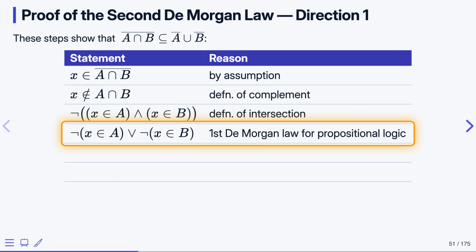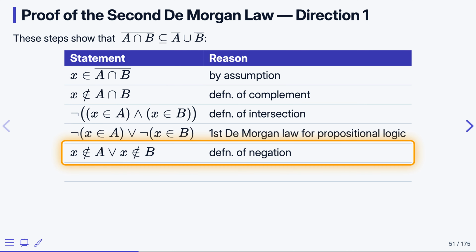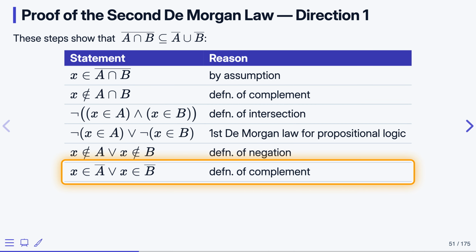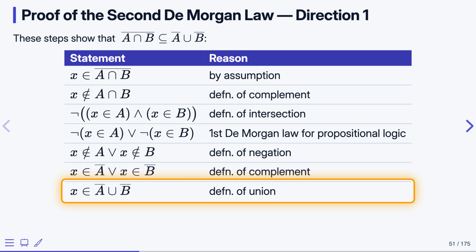Now we apply the first De Morgan law for propositional logic. It turns not A and B into not A or not B. By the definition of negation, we can write that as x is not in A or x is not in B. By the definition of complement, not in A means in the complement of A, and the same for B. And by the definition of union, that is exactly saying x is in the complement of A union the complement of B. That finishes direction 1.